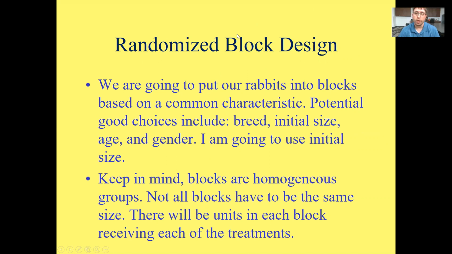If I'm concerned that the initial size or gender or breed or age or whatever of the rabbits could be a potential variable that skews my results a little bit, then I can use a randomized block design where I'm going to put rabbits into blocks or groups based on common characteristics. Again, potential choices include the breed of the rabbit, what their size is initially, their age, their gender, whatever. Since I'm testing how much they're going to grow, maybe I'm worried about the bigger rabbits not growing enough or the smaller rabbits not getting enough food or whatever. So I'm going to break them into groups based on their initial size.